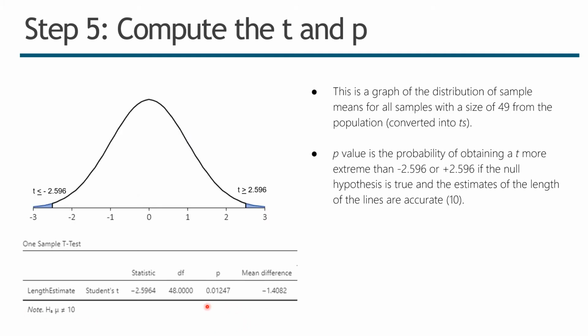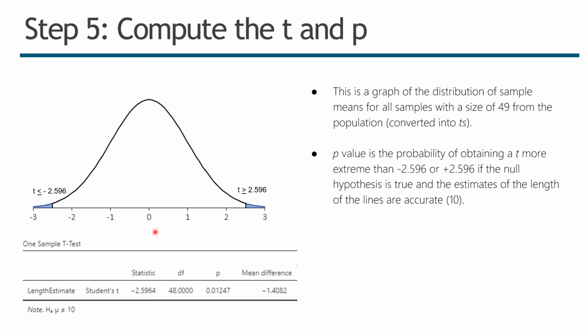So the p-value is listed here in the bottom output. We have a p of 0.012 when our t is negative 2.596. And what we want to find out is what is the probability of obtaining a t of 2.596 or more extreme if in fact the null hypothesis is true. Right? So this distribution we've drawn here is a distribution of sample means assuming the null hypothesis is true and you have a sample size of 49.